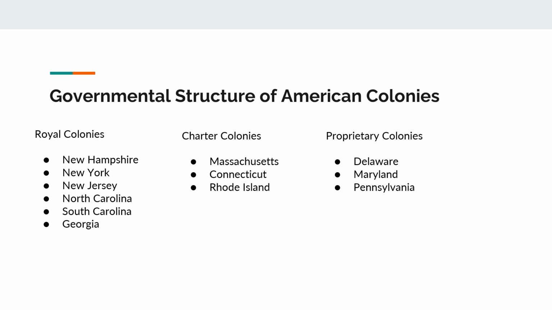And here we've got a slide of the governmental structures of the American colonies. And why that is important is because it ties the colonies to the British government in different ways. So you have colonies like New Hampshire, New York, New Jersey, North Carolina, South Carolina, Georgia. Those are royal colonies. So the king, the monarch, has granted someone the ability to rule this land.